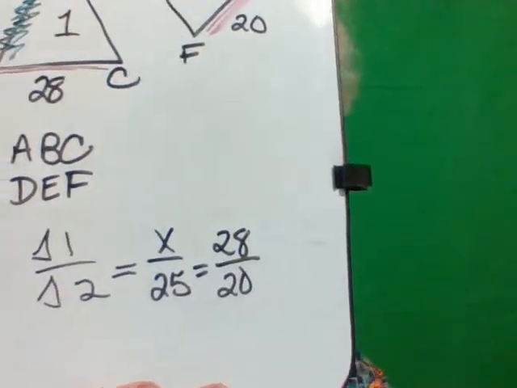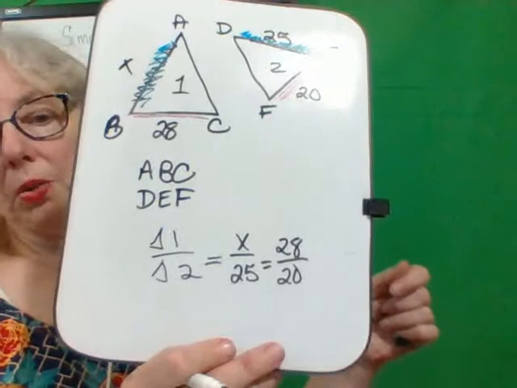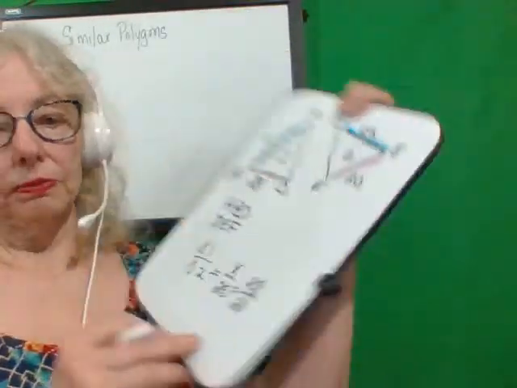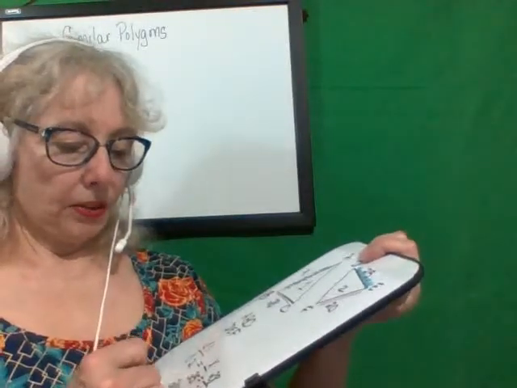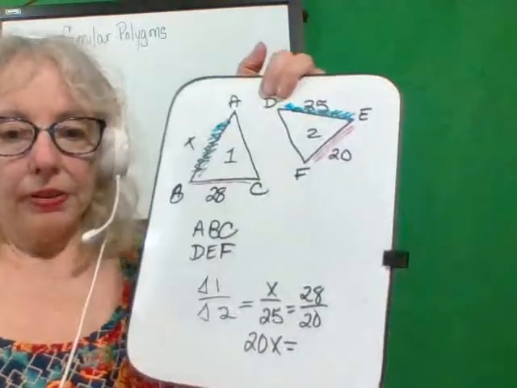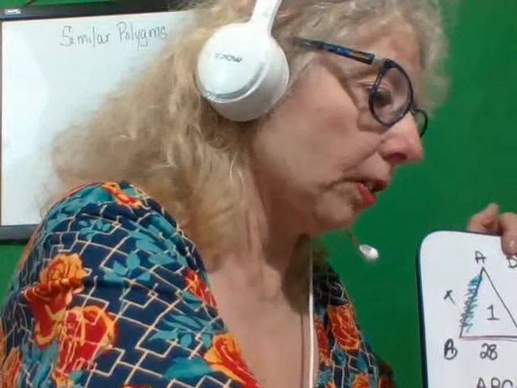All right, so now we're just going to work our equation. 20 times x is equal to 25 times 28. And I need to get my math out to do this because I don't have it. So I hope you have your calculator open.